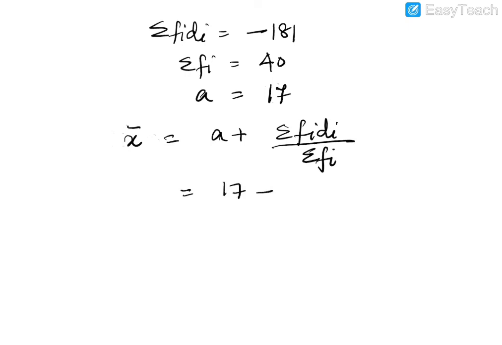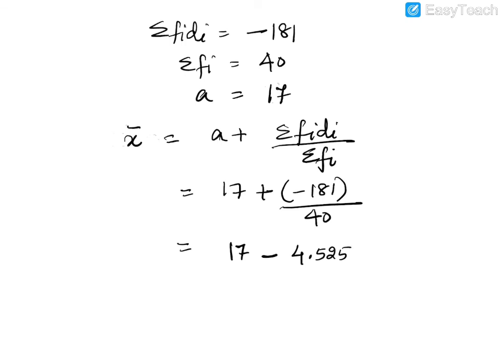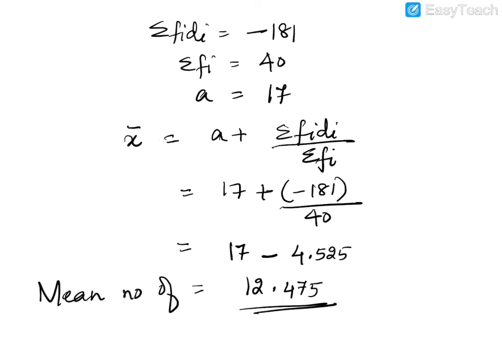Substituting in this formula, we get 17 plus minus 181 divided by 40, that is 17 minus 4.525. So on subtracting these two numbers, we get 12.475 as the mean number of days the student was absent. We can round off this number to 2 decimal places. So this will be 12.48.